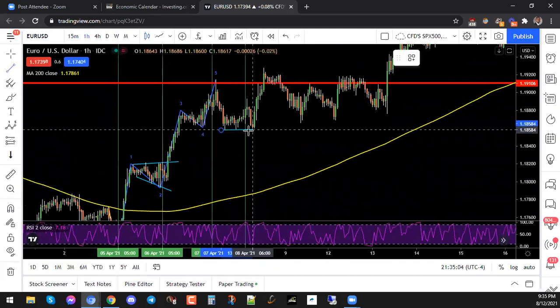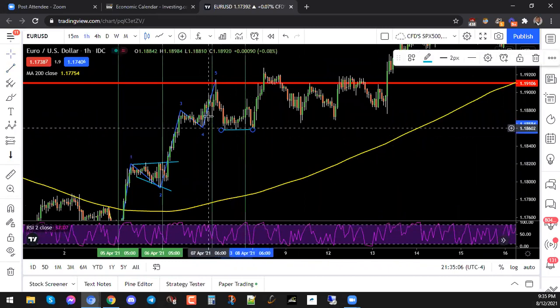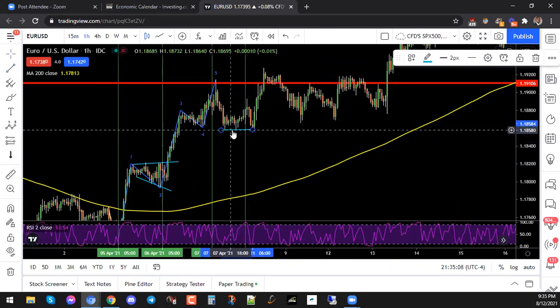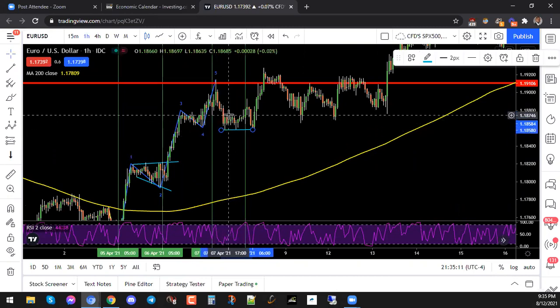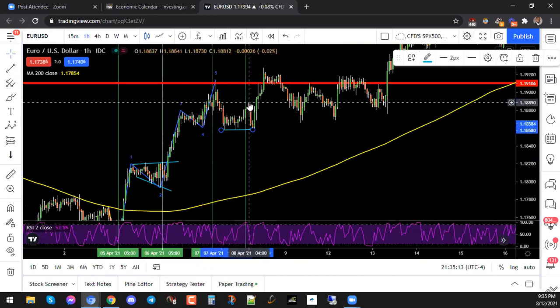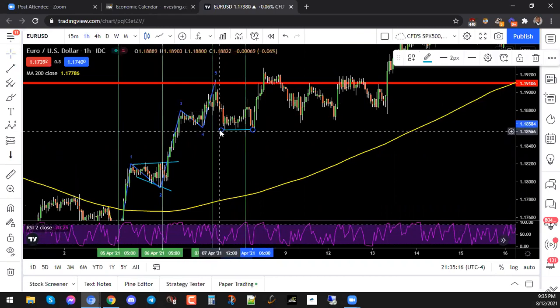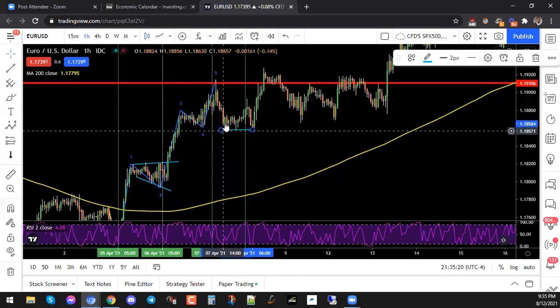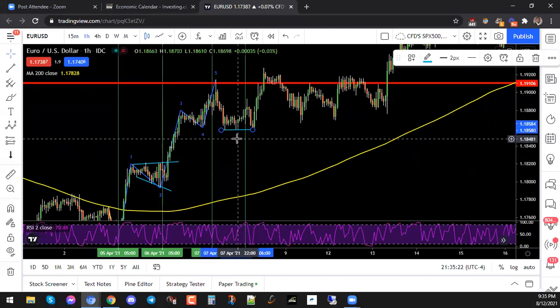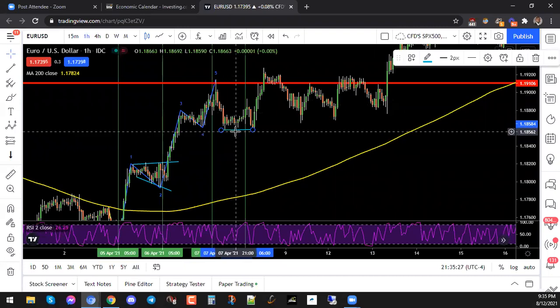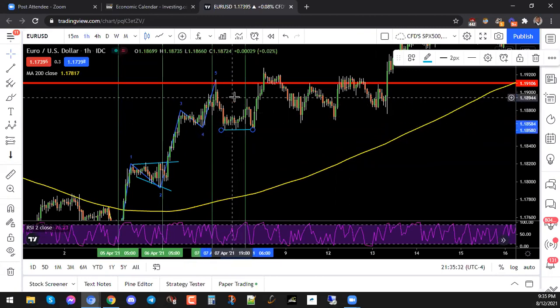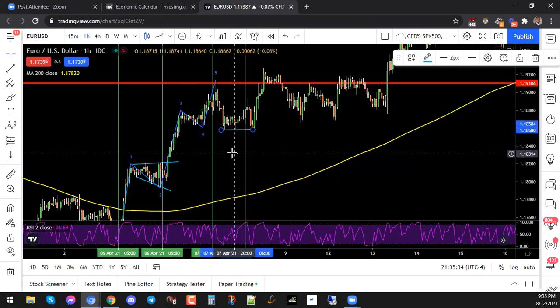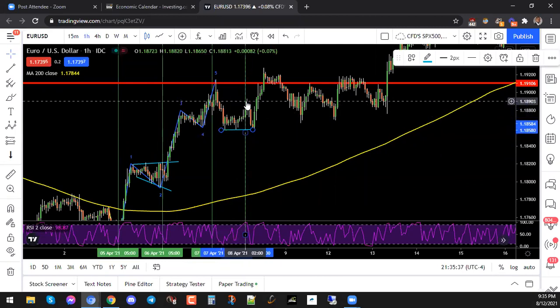this area right here. And you can say that this is correction, right? Because we have a double bottom. So this is one, this is two, this is three. So this is a flat, right? The note of flat is 3, 3, 5. Okay, so this is a flat, and this would be what we call a running flat. If it broke the bottom or retested the bottom in this case, it could be an expanded flat, right? So this is one of those flat variation patterns. And that is why we have this extended move up.